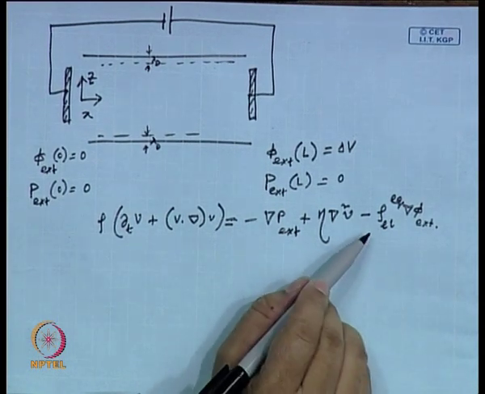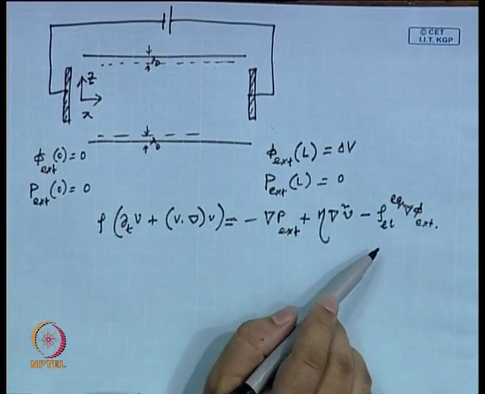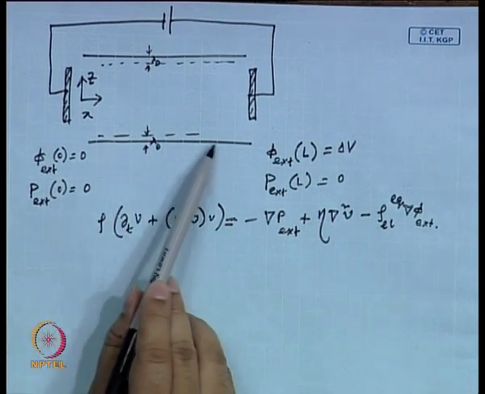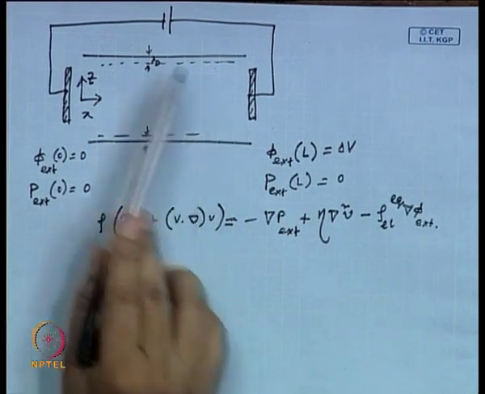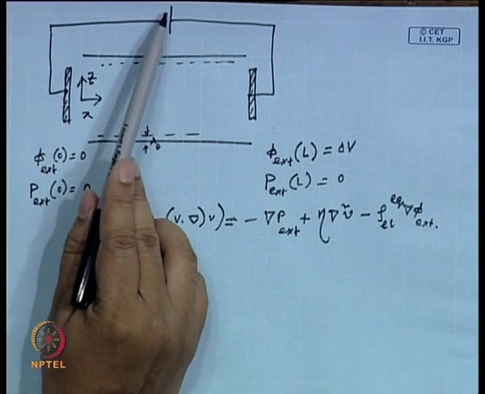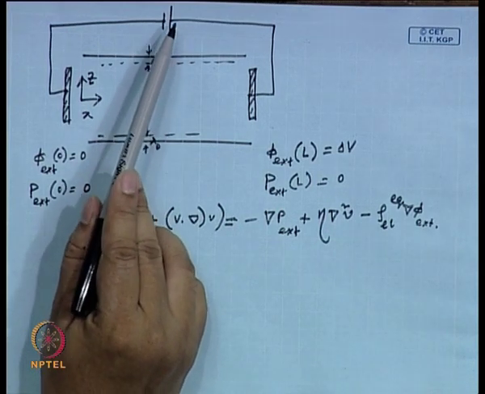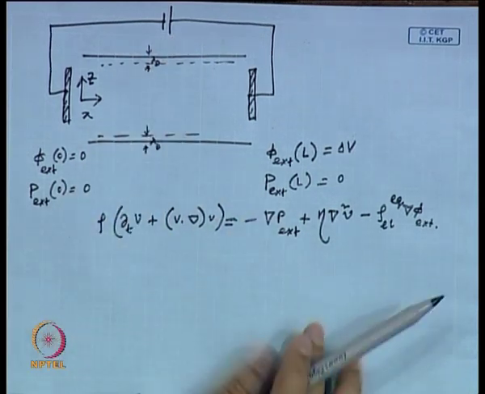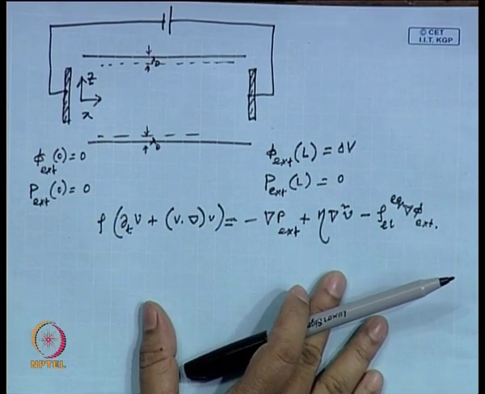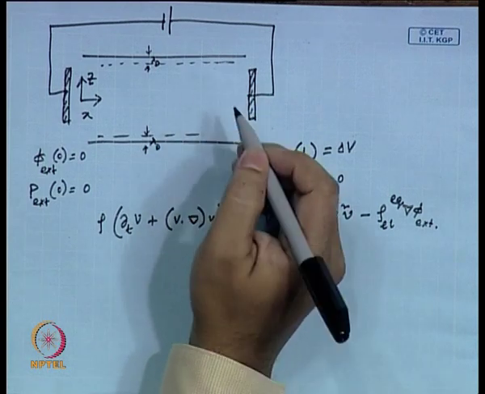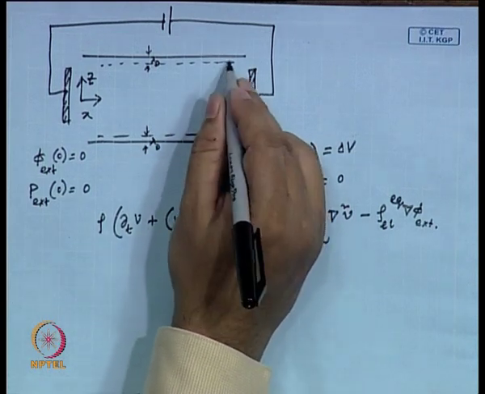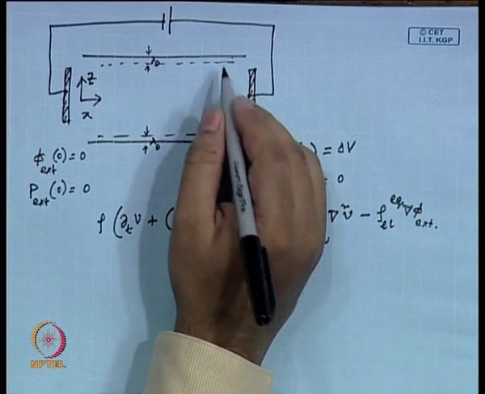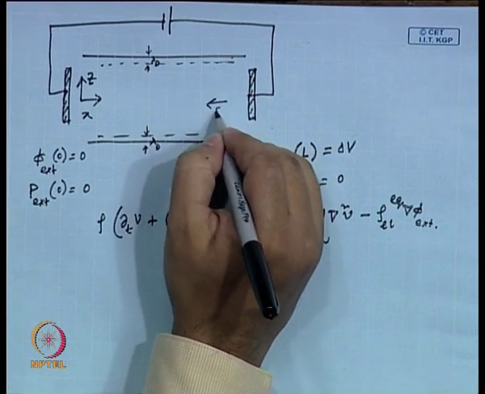Now, whether it is minus or plus depends on what charges you have here and in which direction you are putting the field. So, here it needs to be minus because of the charges that you have, because in this case the E external will be in this direction.